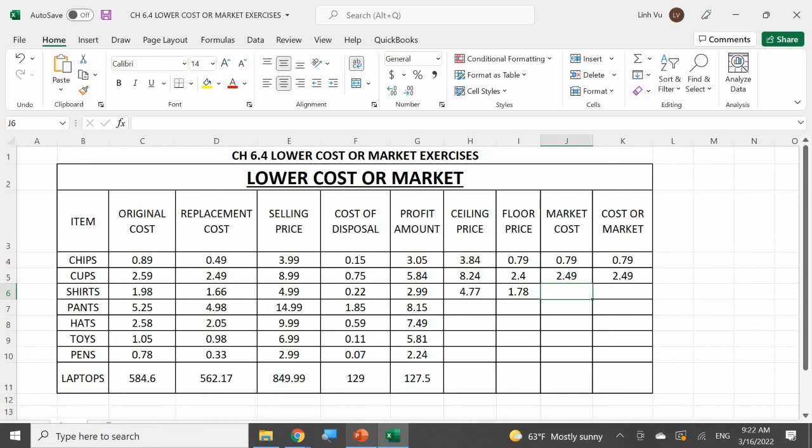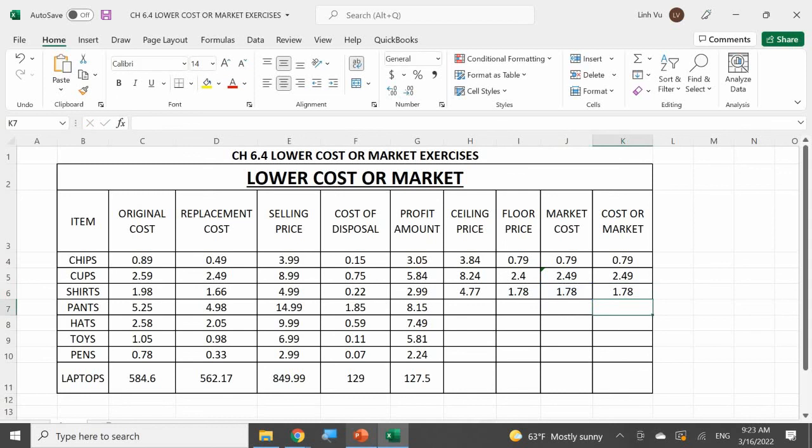Okay, so $1.78. Now I need to compare my ceiling, my floor, and my replacement. So I have $4.77, $1.78, and $1.66. $1.78 is going to be in the middle. So, last comparison: which one's lower? My original cost at $1.98 or my market cost at $1.78? Yes, $1.78 is lower.